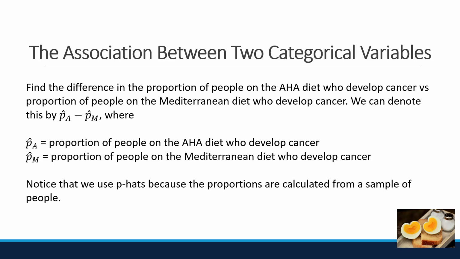Your turn. Find the difference in the proportion of people on the AHA diet who develop cancer versus the proportion of people on the Mediterranean diet who develop cancer. We can denote this by p hat A minus p hat M, where p hat A is equal to the proportion of people on the AHA diet who develop cancer, and p hat M is the proportion of people on the Mediterranean diet who develop cancer. Notice that we will use p hats because the proportions are calculated from a sample of people. You should have found the following.